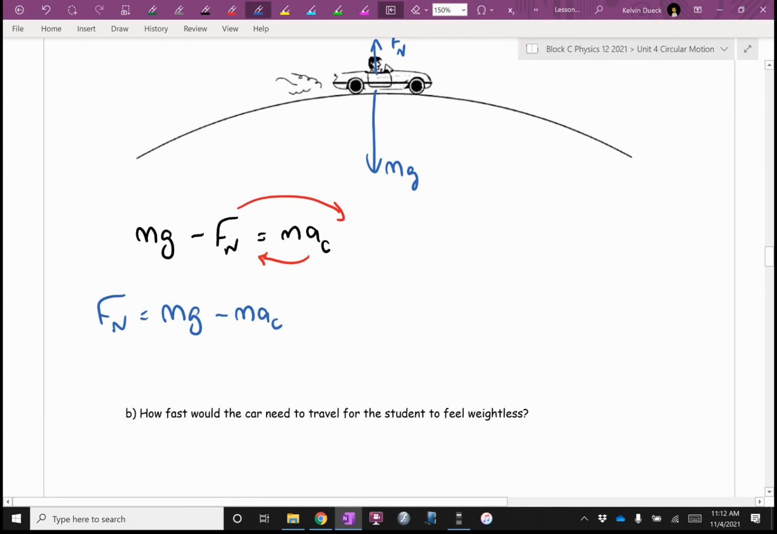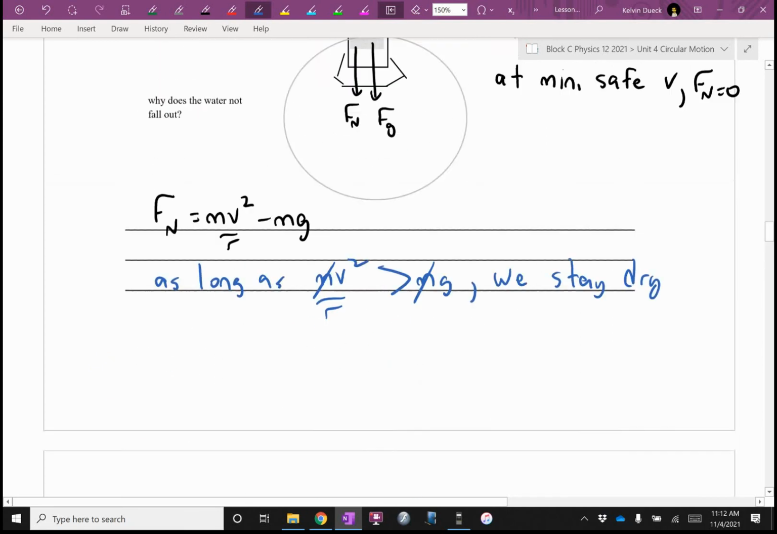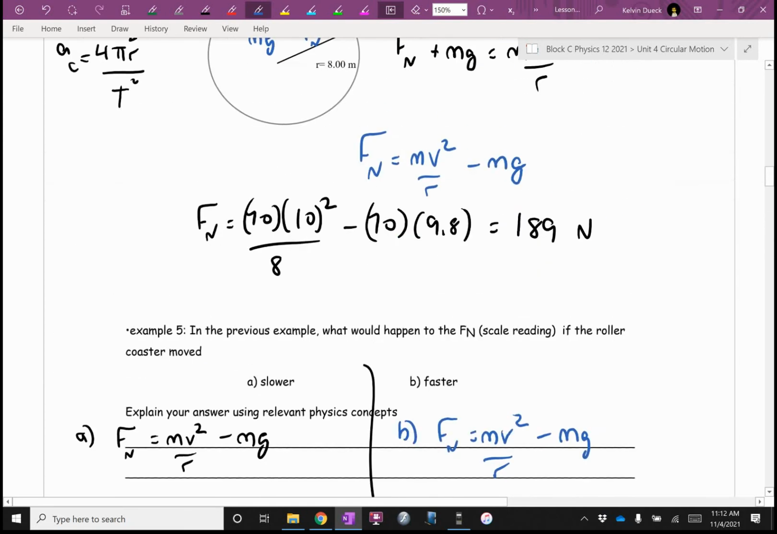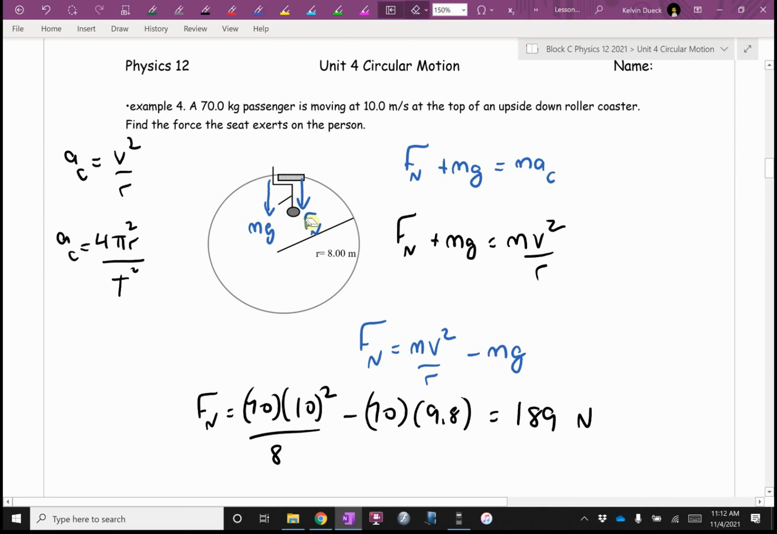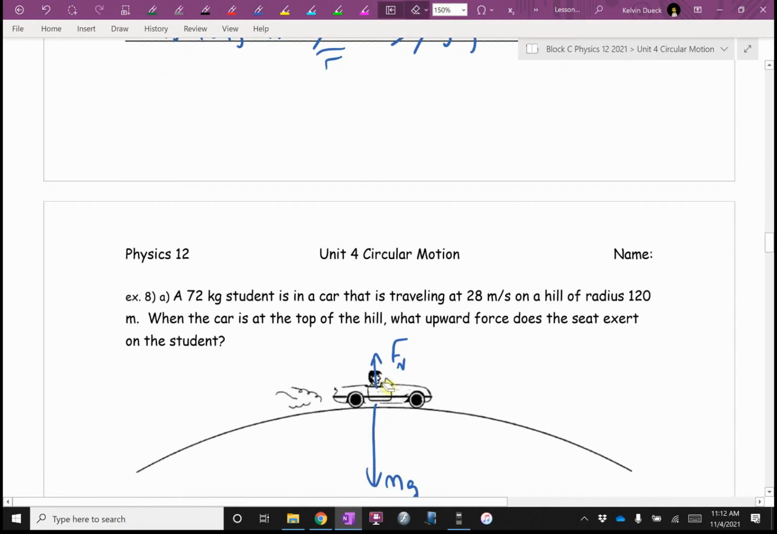Why in this example is FN pointing this way, when there was another example where FN was in the same direction? Like this? Yeah. Your normal force, the seat, always pushes in the same direction that your head is pointing. So here at the top, which way is your head pointing? Down. The seat's pushing you down. Here, which way is your head pointing? Up. The seat's pushing you up.